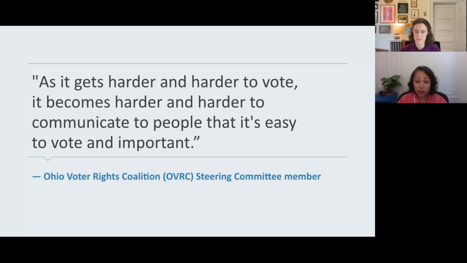So as we heard from this community member, and you can see the quote here, "It's getting harder and harder to communicate to people that voting is easy." That's a hard one to take in. And this is really precisely what we hope that the visual design study that we've done could address.